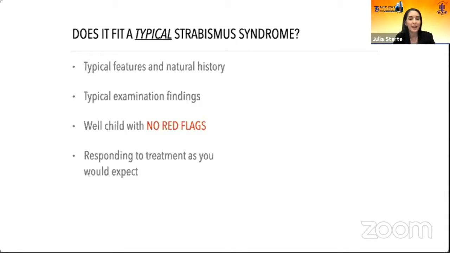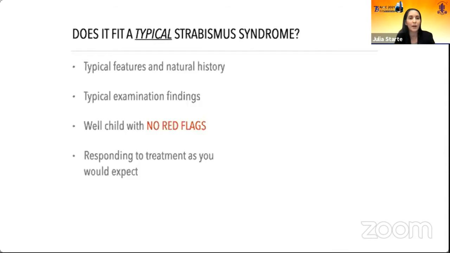So the first question to ask yourself is, does this fit a typical childhood strabismus syndrome? Does it have the typical features, and is it following the typical natural history? Do you have typical examination findings? Is this a well child with no red flags? And are they responding to treatment in the way that you would expect?